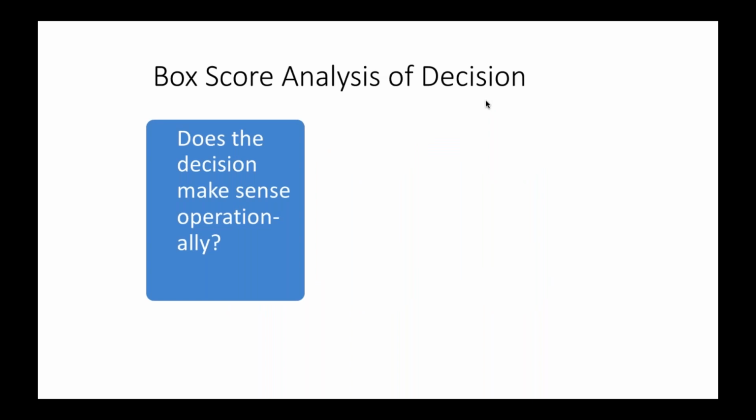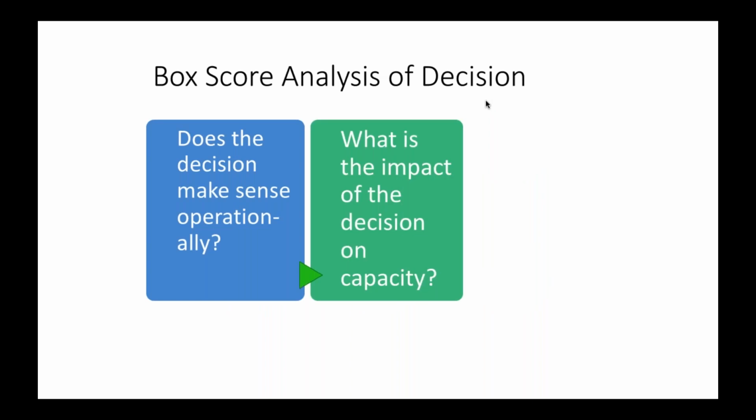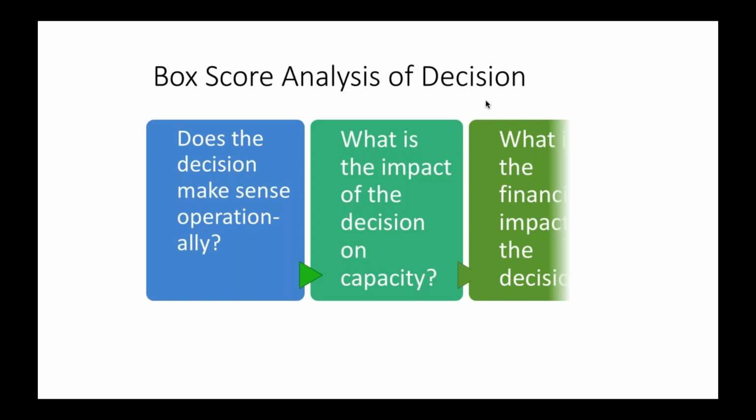Does the decision make sense operationally? What's the impact of the decision on capacity? What is the financial impact of the decision? Those are the three questions that the box score forces whoever is analyzing the box score to answer. And what are the relationships?